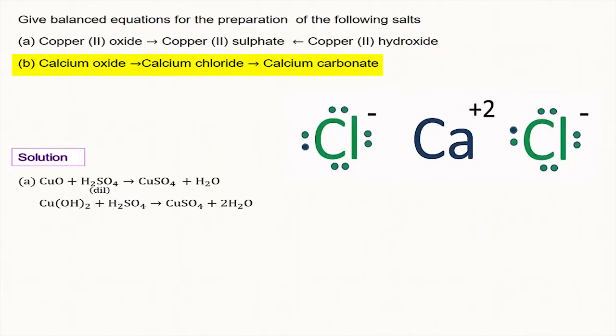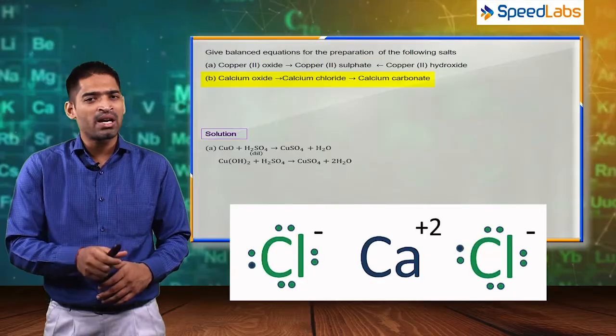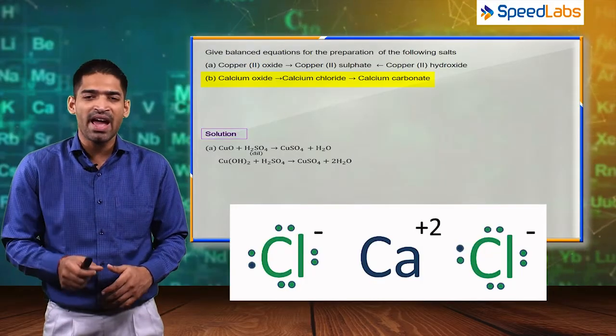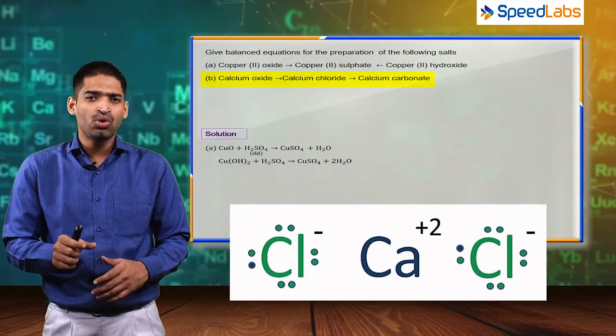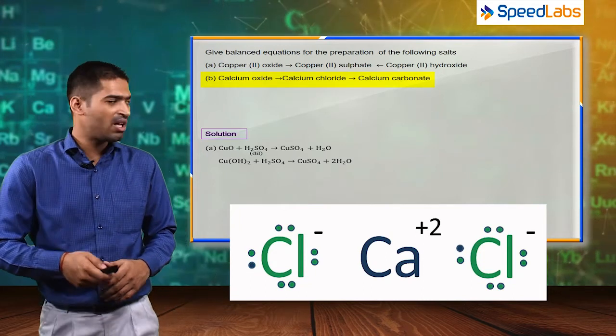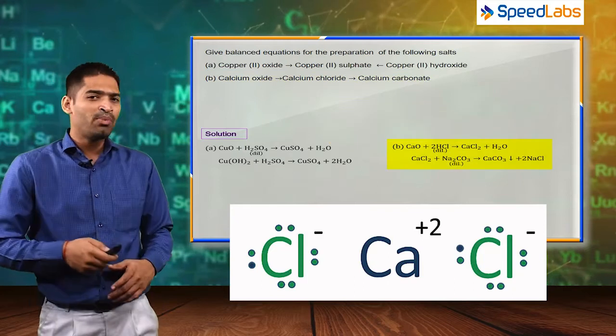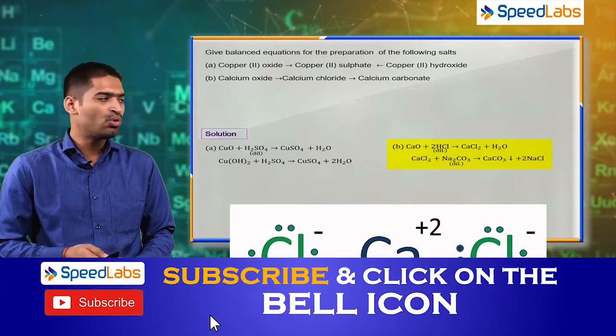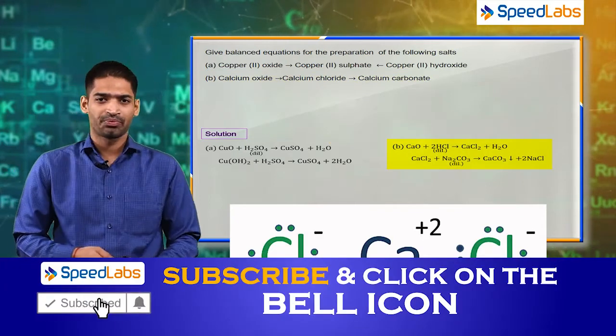So you have to prepare calcium chloride from calcium oxide. Again, calcium oxide is basic in nature because it is a metallic oxide. You will react it with the acid, and the acid should be HCl because the chloride ion comes from there. So your reaction becomes CaO plus 2HCl gives you CaCl2 plus H2O.